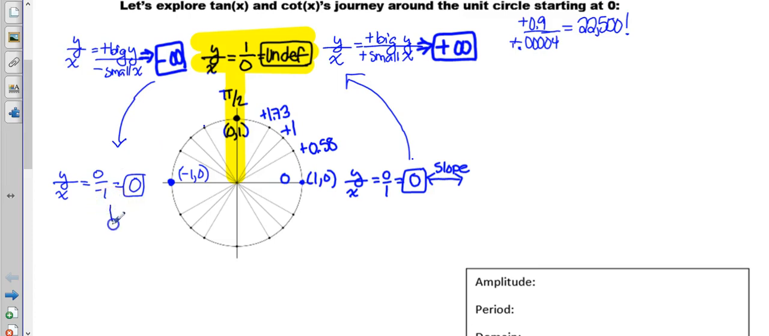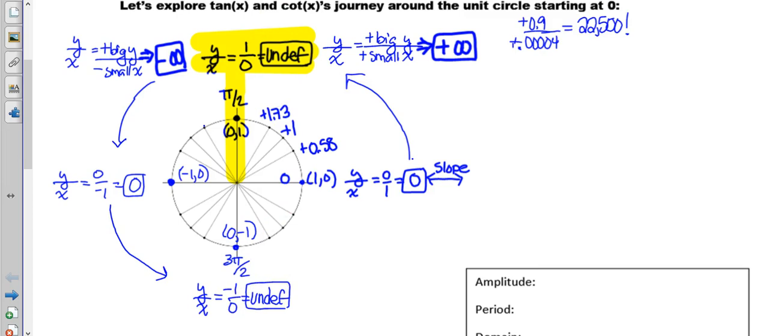Let's keep going. Traveling around the unit circle, we make our way to our next key value at 0, negative 1, which is happening at 3 pi divided by 2. Let's see what happens here. So change in y divided by change in x is now going to be negative 1 divided by 0, which is no good. Undefined.